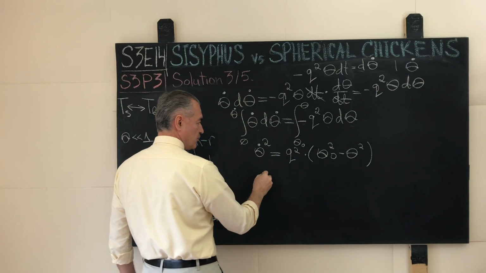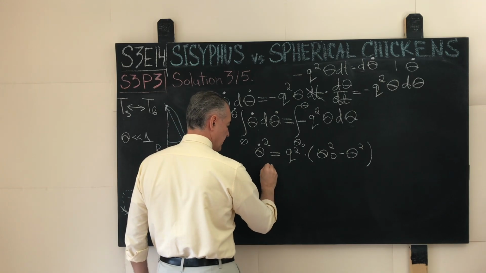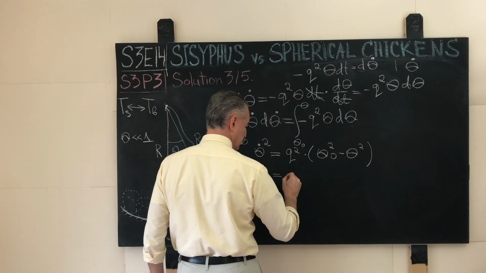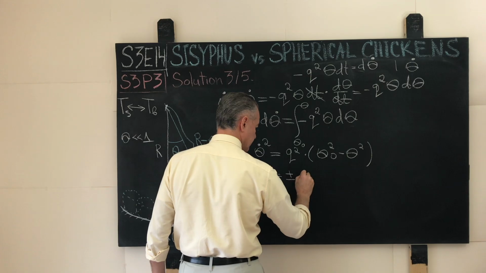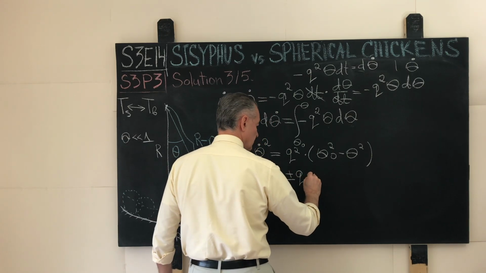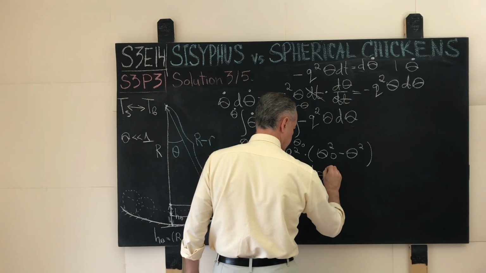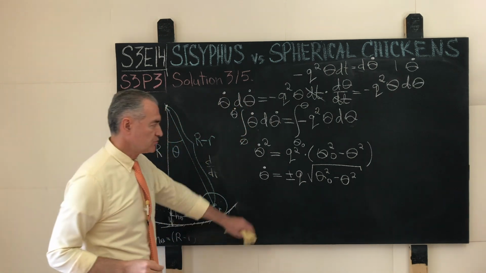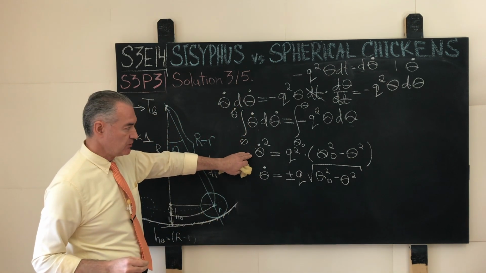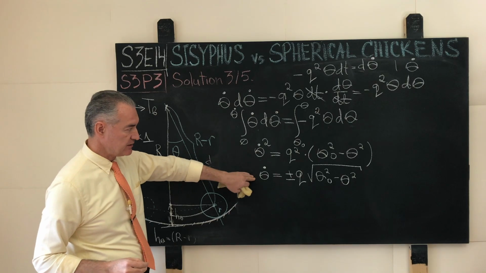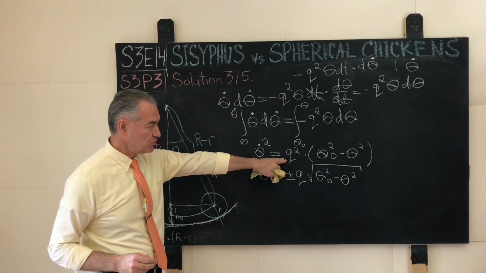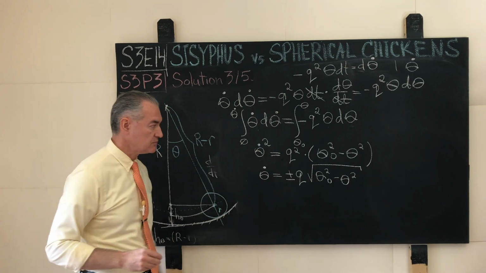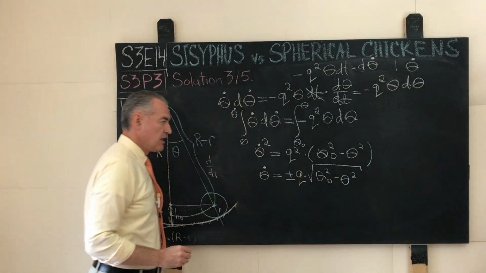Now what do we have? We have that theta dot, technically, to be mathematically rigorous, we have to write plus minus q square root of theta 0 squared minus theta squared. You see why? Because when we extract the square root from both sides, here we will have plus or minus theta dot, here we will have plus or minus q in the first power. So we collect all this on one side, over here on the right hand side, and there you go.